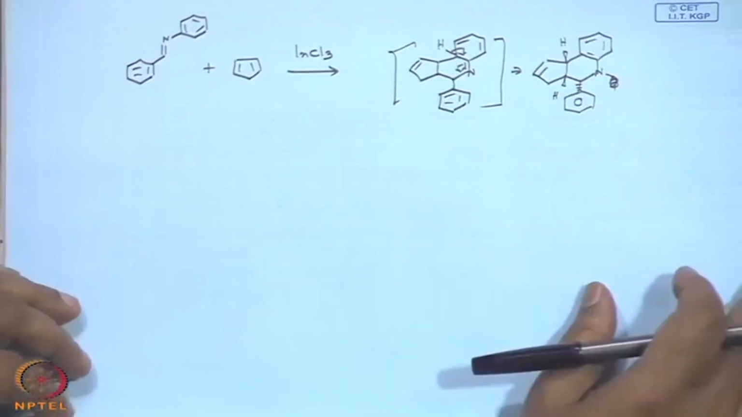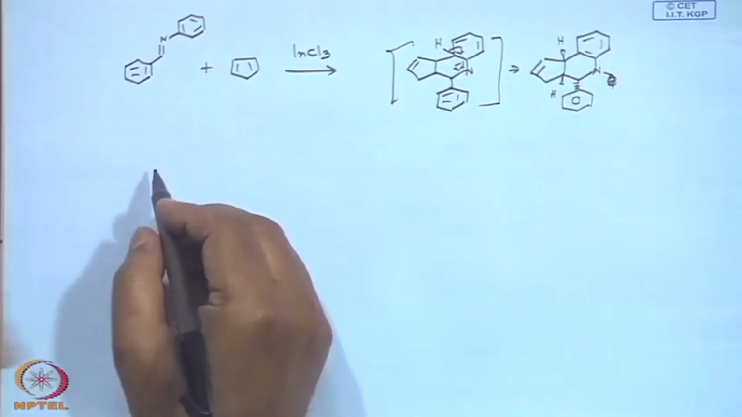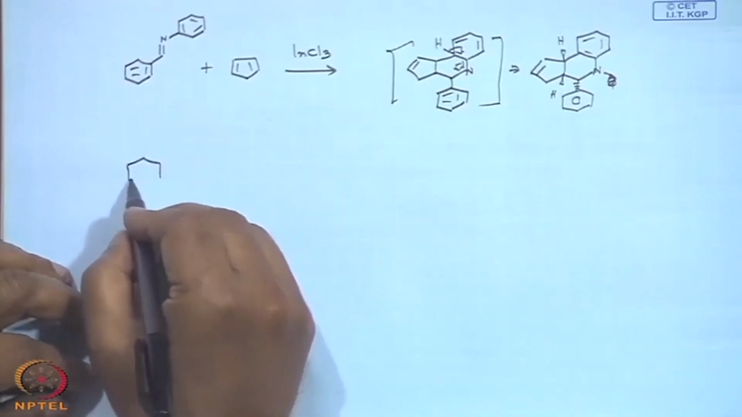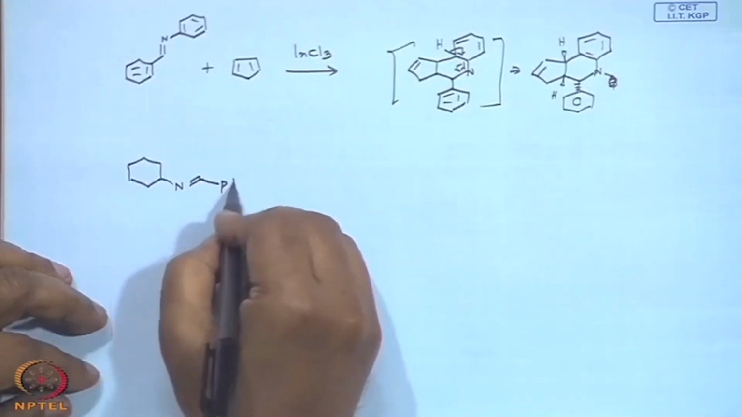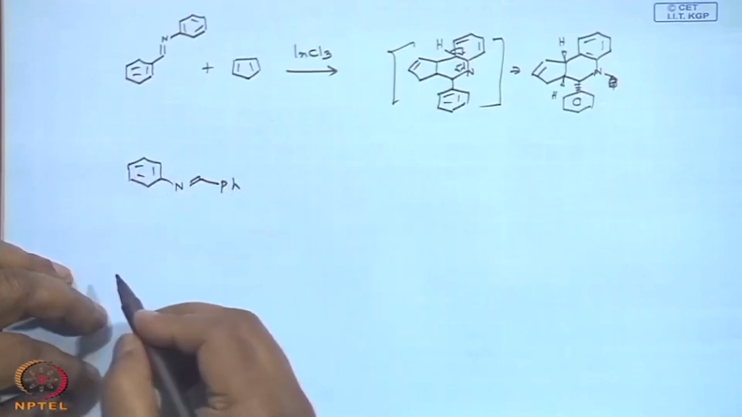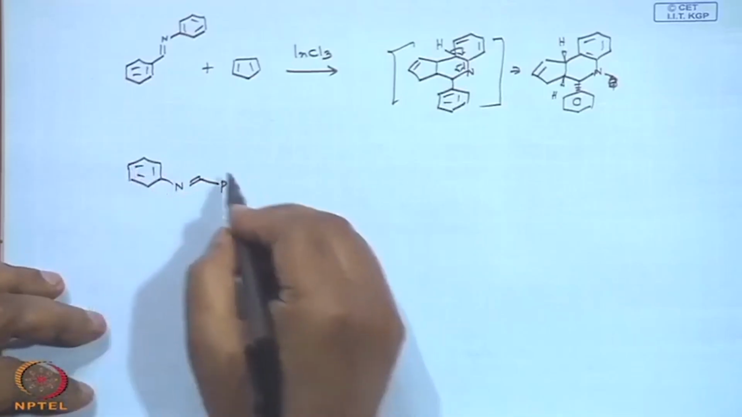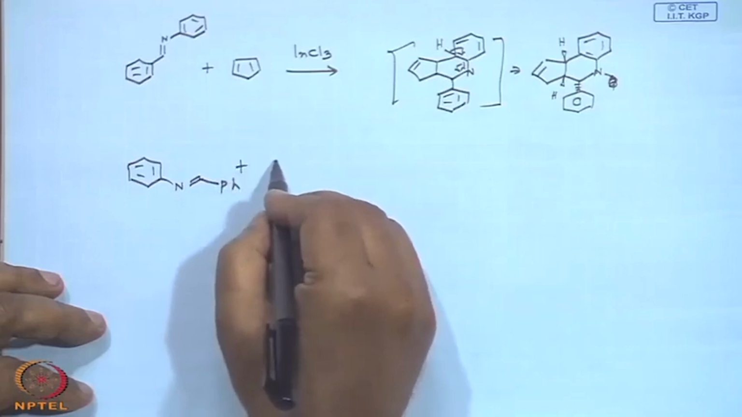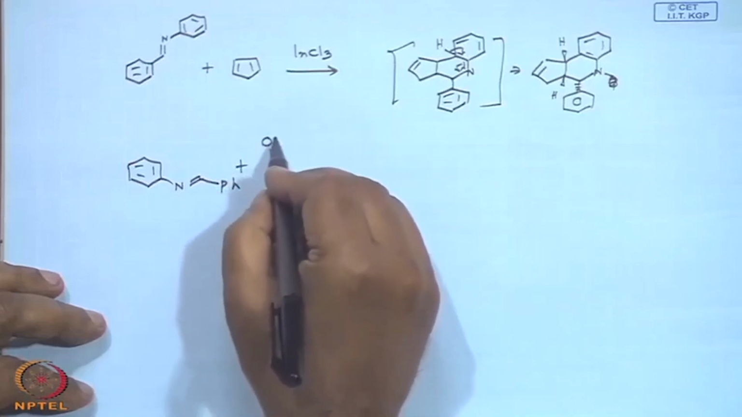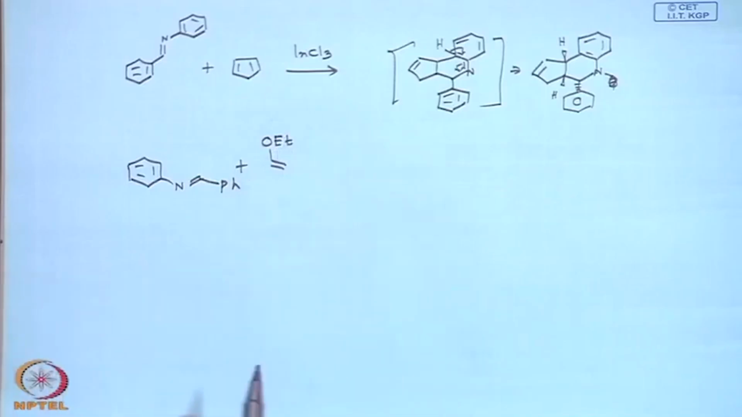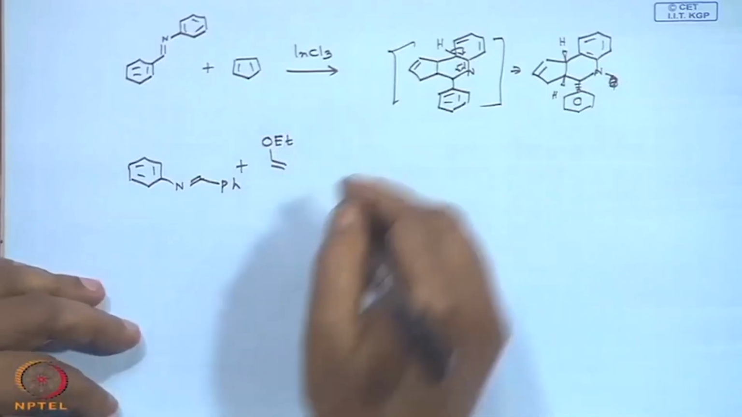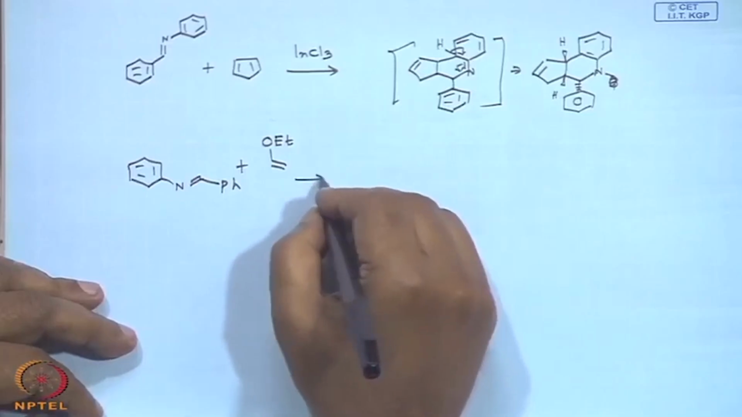And so, likewise I will just give you one more example. This is again a Schiff's base. Now, if you react this, you see here, ethyl vinyl ether. So, what do you expect?